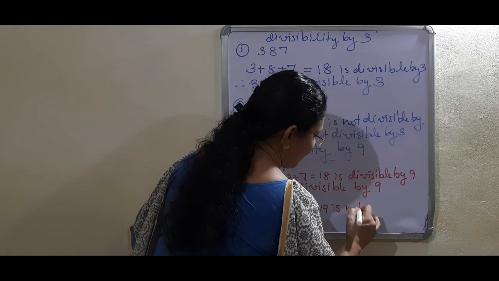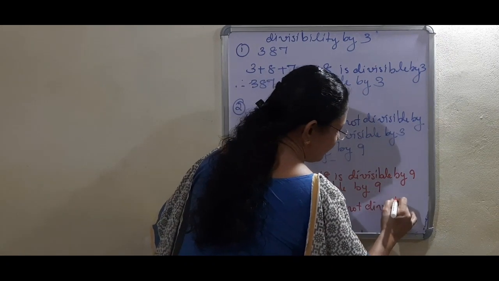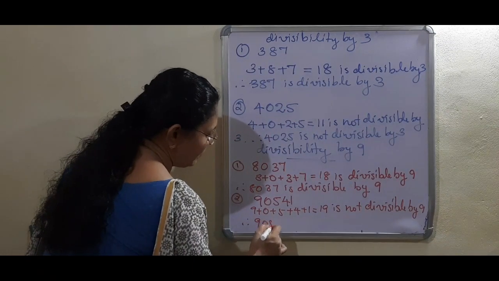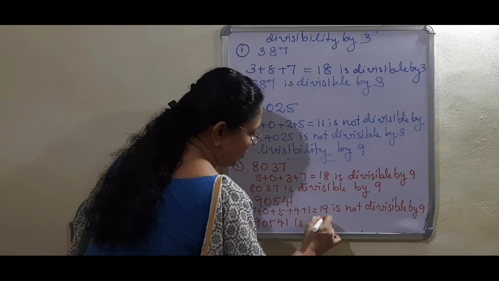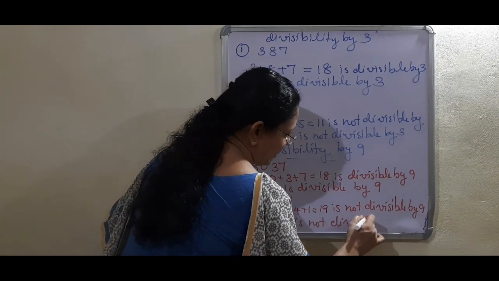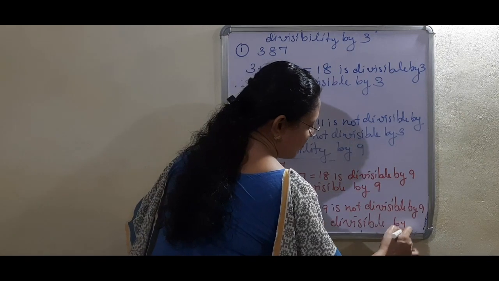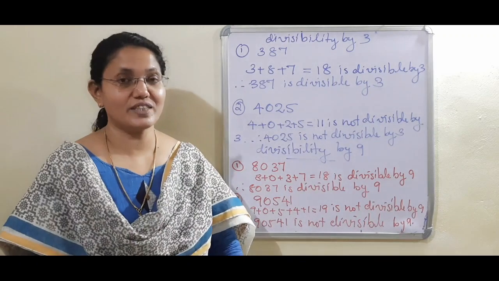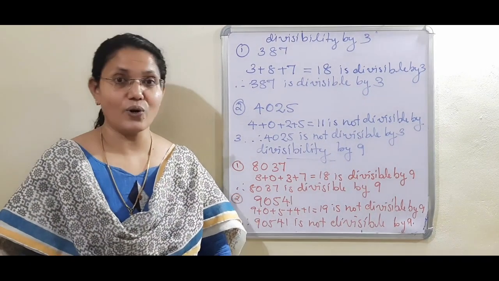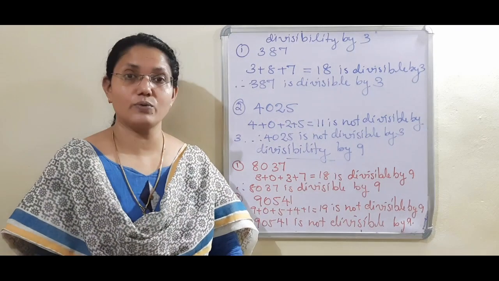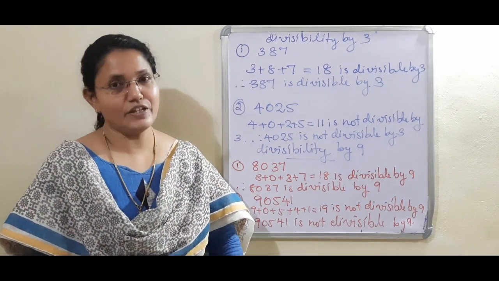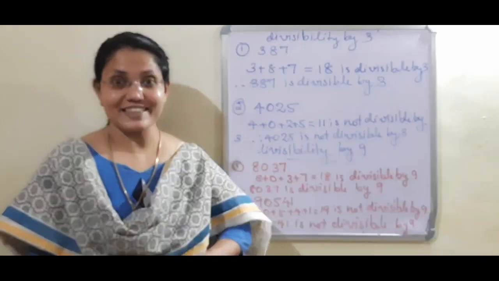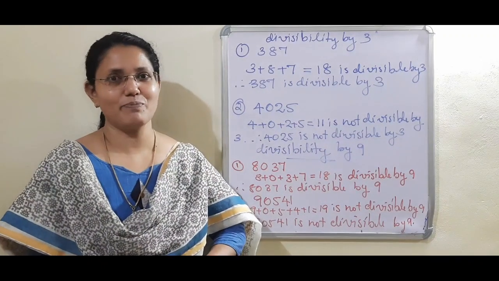It is not divisible by 9. Therefore, 90,541 is not divisible by 9. Okay, these are the steps you have to follow when you are getting a question on whether a number is divisible by 3 or 9. In both these methods, first you should find the sum of the digits. If it is a multiple of 3, it is divisible by 3. If the sum of the digits is a multiple of 9, the given number is divisible by 9.